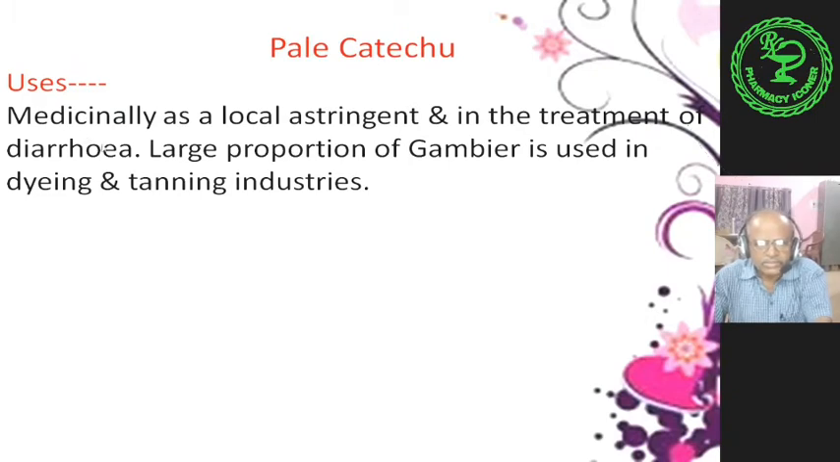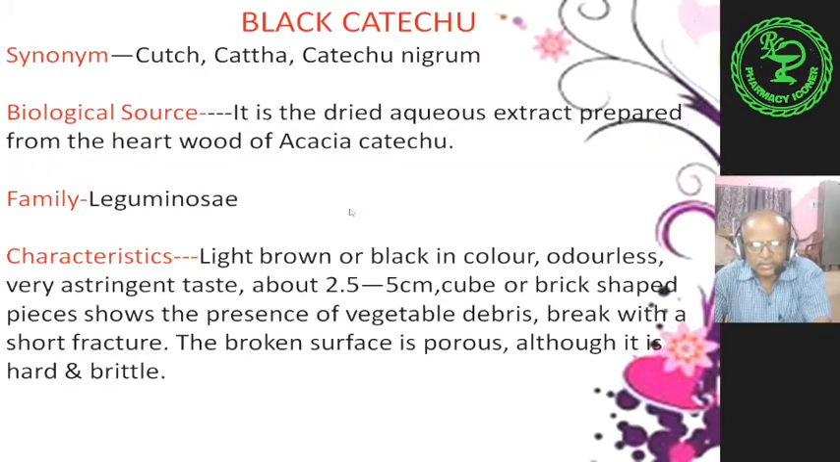About the uses: medicinally as a local astringent and in the treatment of diarrhea. A large proportion of gambir is used in dyeing and tanning industries. Next drug is black catechu.